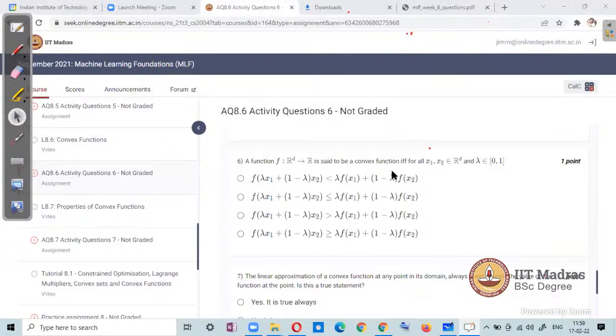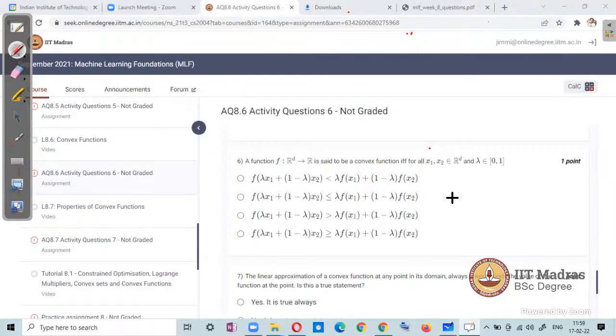A function is said to be a convex function if for all x1, x2 belonging to the domain and lambda belonging to [0, 1]. So which one do you think? It is directly from the definition. Second option, sir. Yes. Is anyone having any confusion related to this one? No, sir. Okay, I move further.